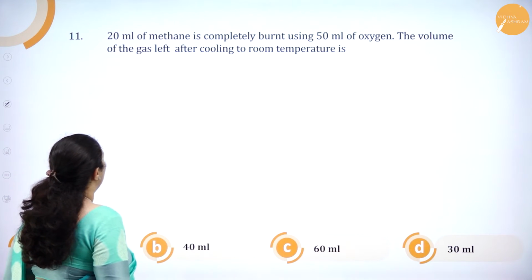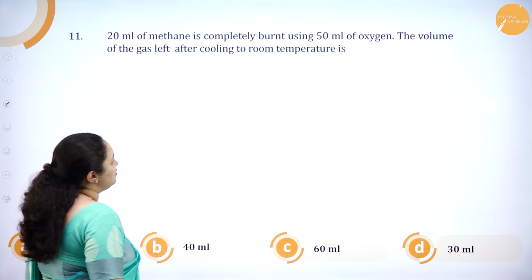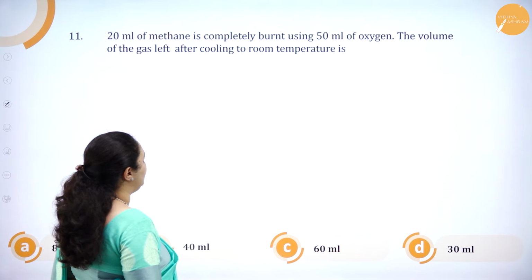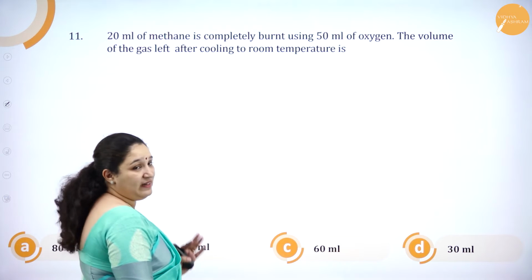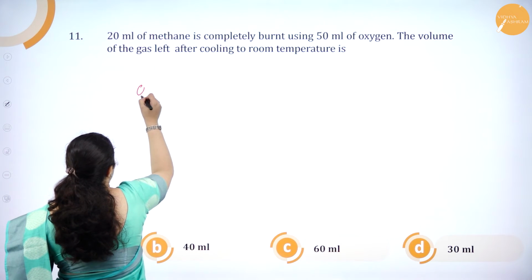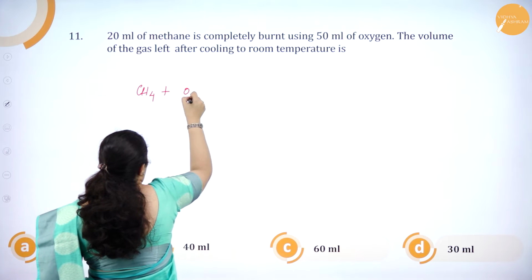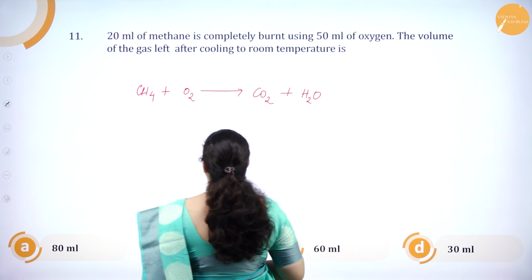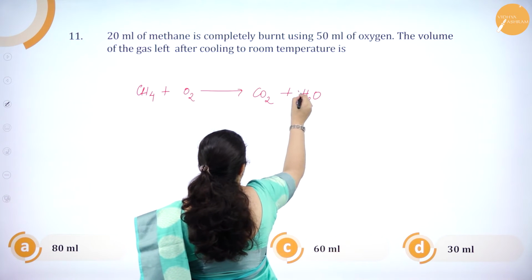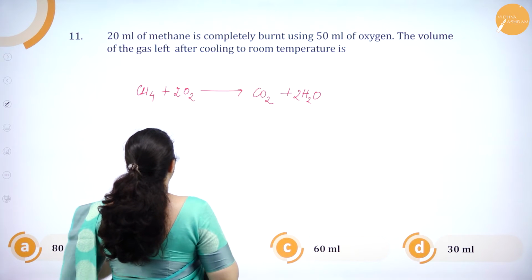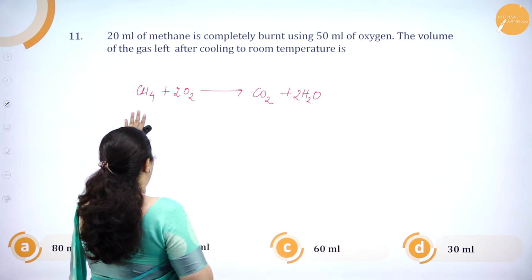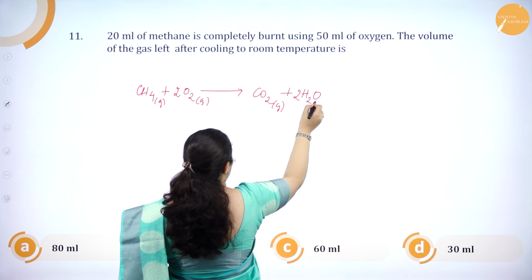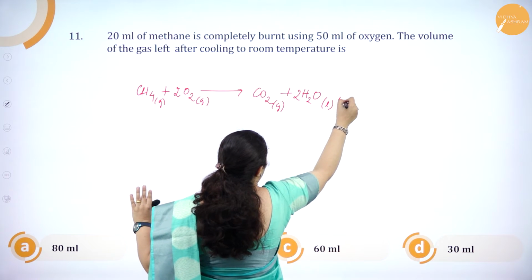Next question. 20 ml of methane is completely burnt using 50 ml of oxygen. The volume of gas left after cooling to room temperature is. So methane, when it is burnt, what are we going to get? Methane is CH4. Oxygen, you will get carbon dioxide plus water. Correct? If I balance the equation, this will be 2 and here also it will be 2. From here what you can understand is, methane is a gas, oxygen is a gas, carbon dioxide is a gas.